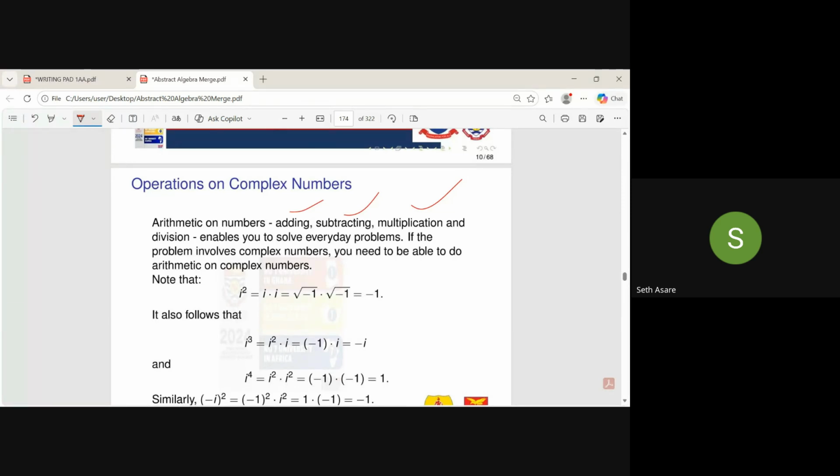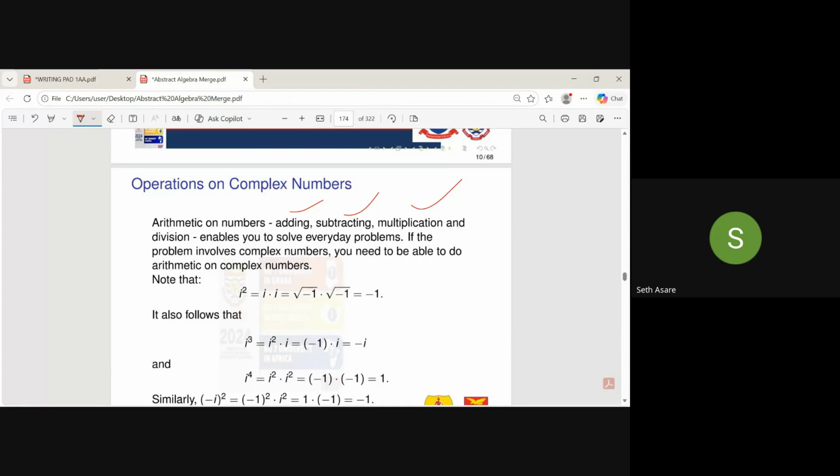Are you okay? So we can just apply an operation on two complex numbers. We can be asked to add, or multiply, or subtract, or even divide them. That is what we want to do.